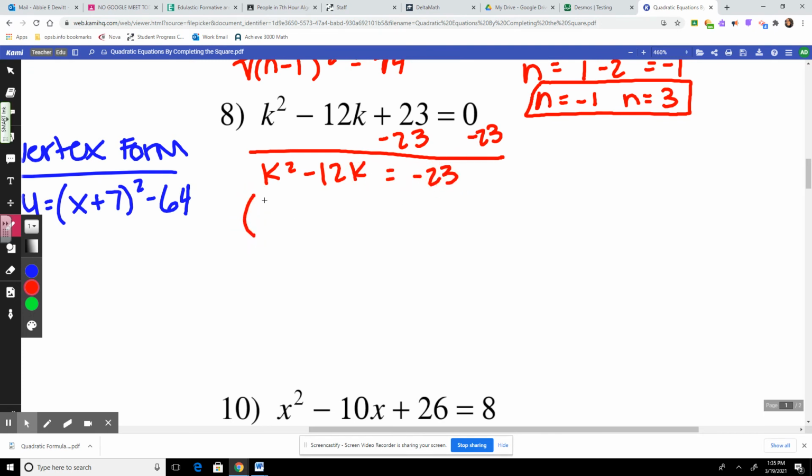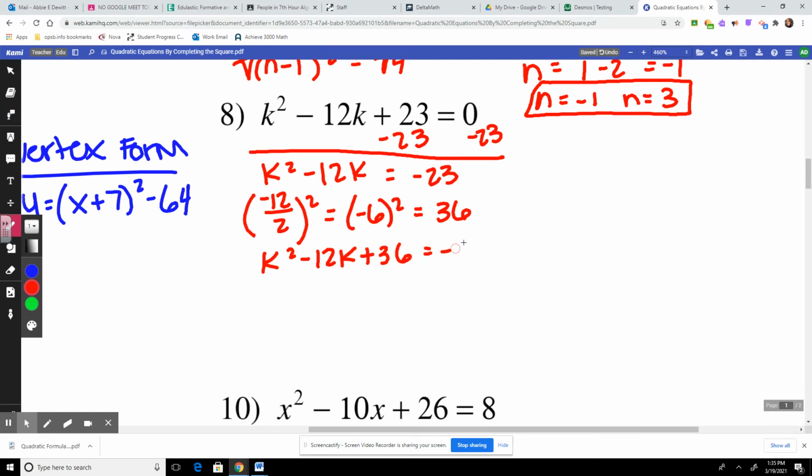Take my b value of negative 12, divide by 2 and square. Negative 12 divided by 2 is negative 6 and square. Negative 6 squared is positive 36. So this is the number that I'm going to add to both sides. I'm going to add 36 to both sides of my equation.